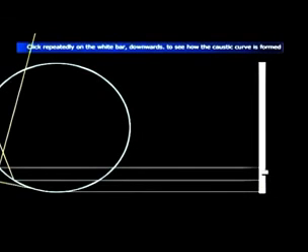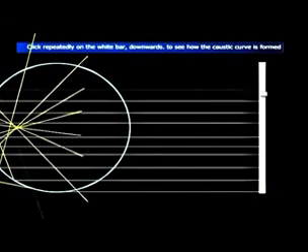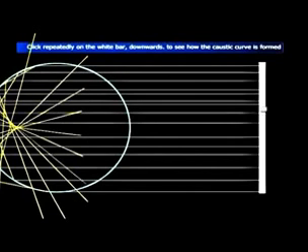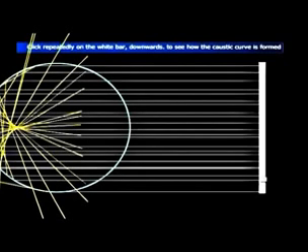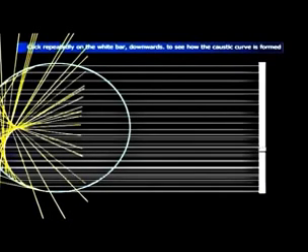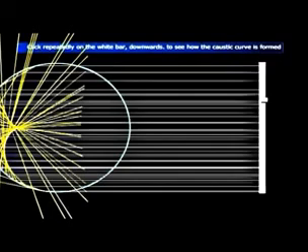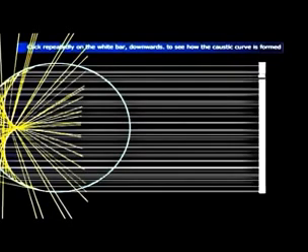When a parallel beam of light falls on a concave mirror, the reflected light is said to converge at the focus of the mirror. If the mirror is large, not all rays of light converge at the focus. The locus of the points where the reflected rays meet is called a caustic curve.